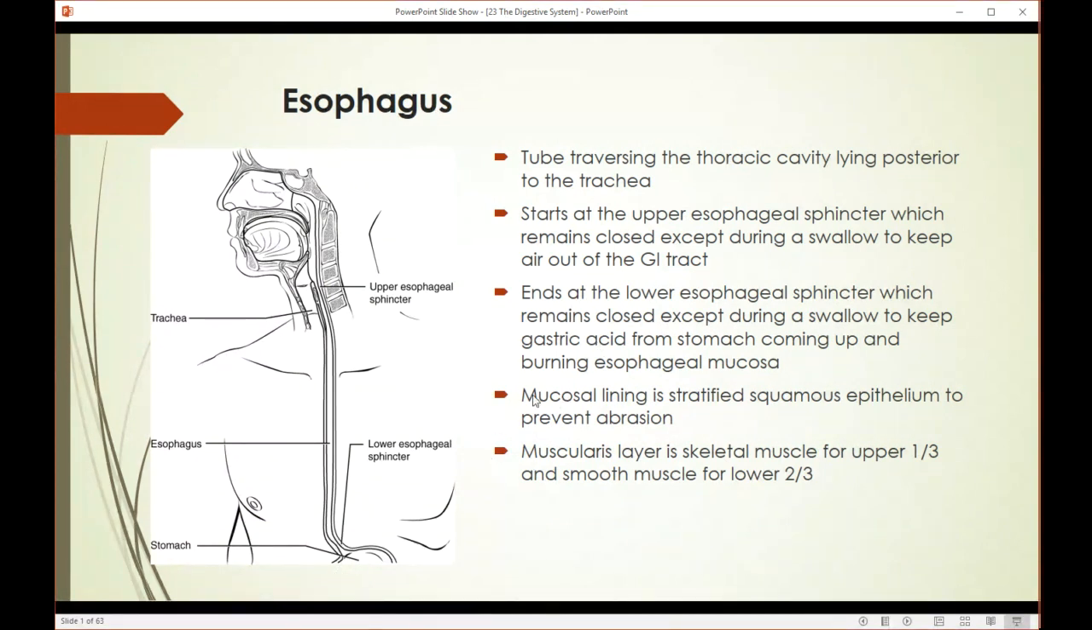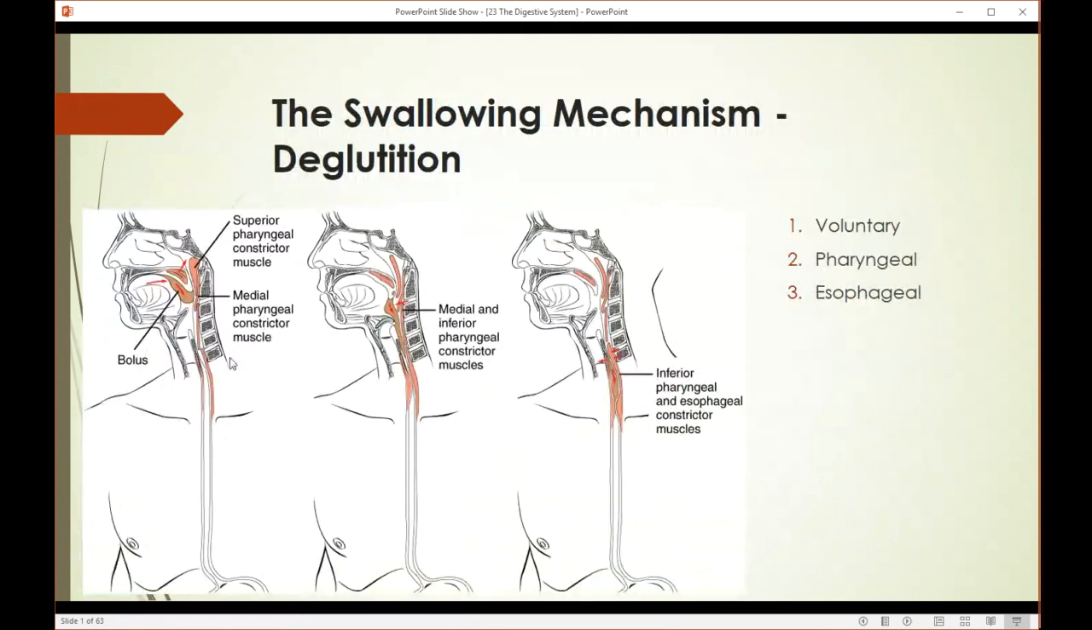The mucosal lining is stratified squamous epithelium, and that helps to prevent abrasion. We have a muscularis layer up here for the upper third. That's skeletal muscle, and then smooth muscle for the lower 2/3. Because remember, you have control here. That swallow. So this swallowing mechanism, we call it deglutition. So the first part is voluntary, right? So that bolus is being swallowed.